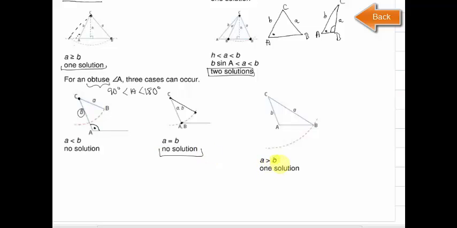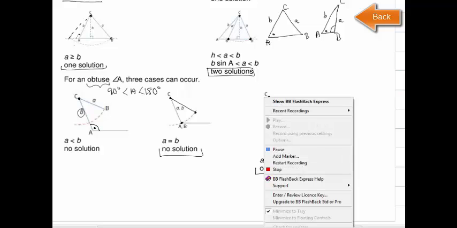But if A is bigger than B, then when I swing it from my hinge at C, the only place that it will ever cross over A is right here at point B, and so I would get one solution. So that ends this discussion, and we will look into it a little more deeply in our next video.